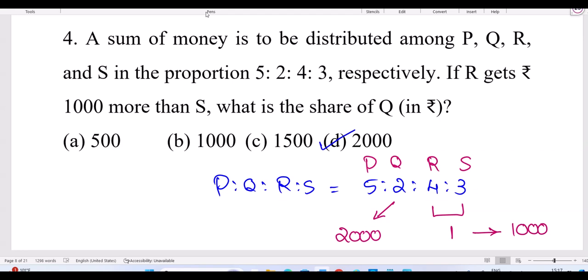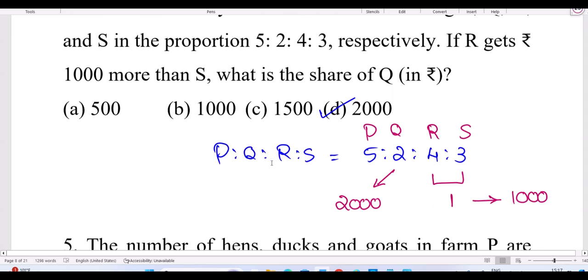This is also a question given in the GATE exam. Easy question actually. PQRS is 5243. R is 1000 more than S. Here R is 4 in ratio, S is 3. In ratio 1 more, but as per the amount 1000. If in ratio 2, means 2000. In ratio 1 means outside value 1000, then in ratio 2 means 2000. And still many people are not understanding what I am discussing.